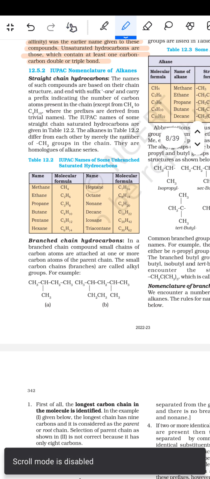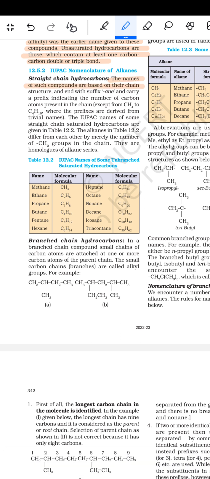Now the IUPAC nomenclature of alkanes. For straight chain hydrocarbons, the names of such compounds are based on their chain structure, end with the suffix "-ane" and carry a prefix indicating the number of carbon atoms present in the chain, except for CH4 to C4H10 where the prefixes are derived from the trivial names. The IUPAC names of some straight chain saturated hydrocarbons are given in Table 12.2.